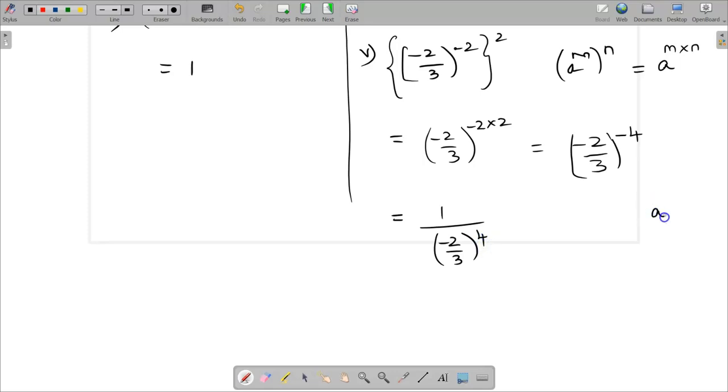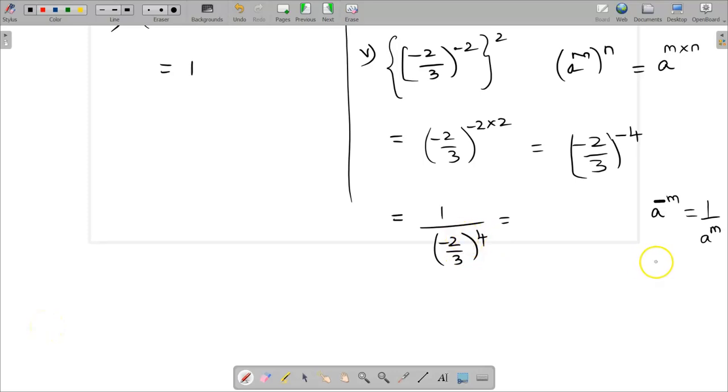Why? Because we have the rule a power minus m means 1 by a power m. So whatever you have in the numerator, just bring that term to the denominator so that minus 4 will become plus 4. So once you have done that, just simplify this.